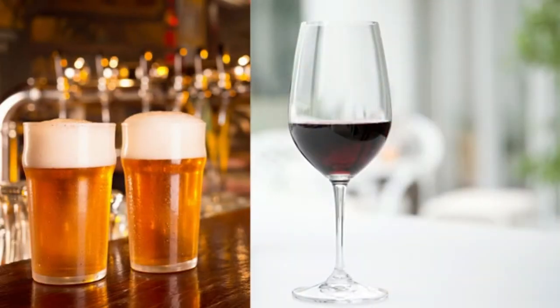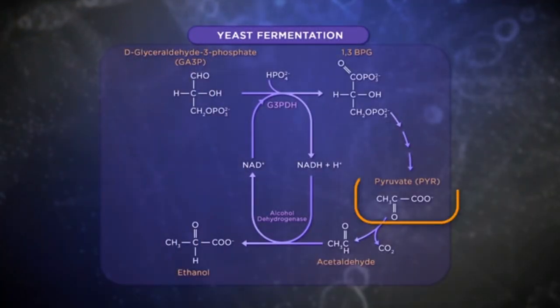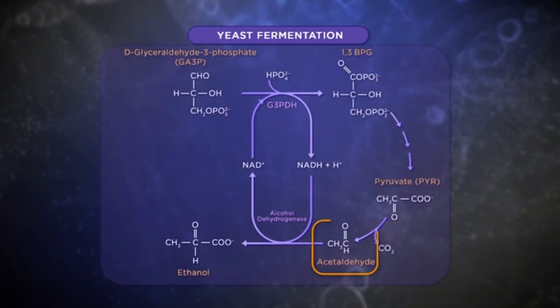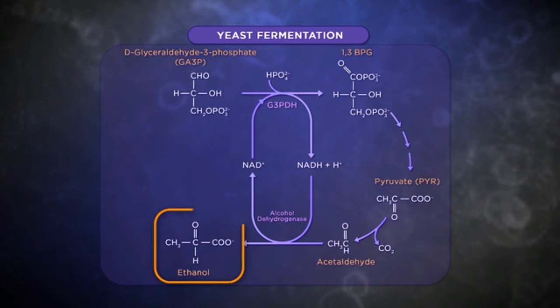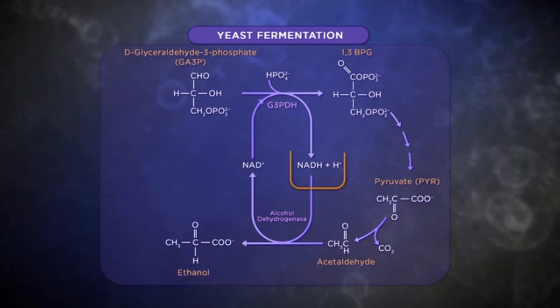A second fermentation pathway occurs in yeasts and some bacteria when they run out of oxygen, and they produce alcohol from pyruvate. This is the exit ramp from glycolysis that wine and beer makers depend on. In this 2-step process, pyruvate is first converted to acetaldehyde and carbon dioxide is released in the process. The acetaldehyde is then turned into alcohol using electrons from NADH, thus regenerating NAD+.